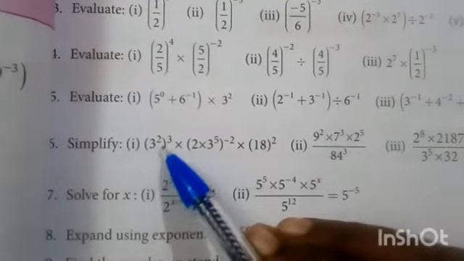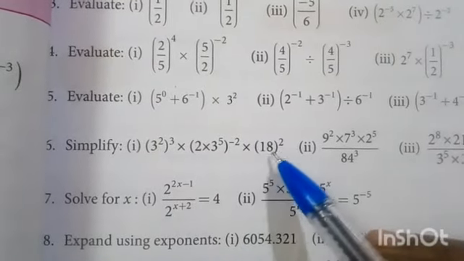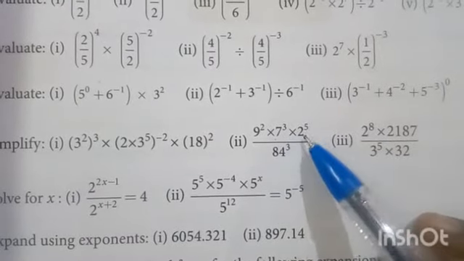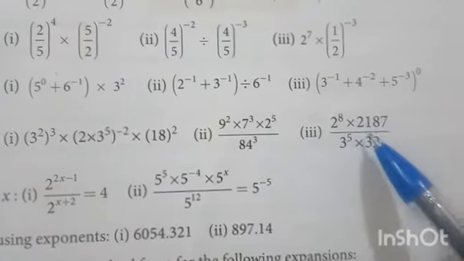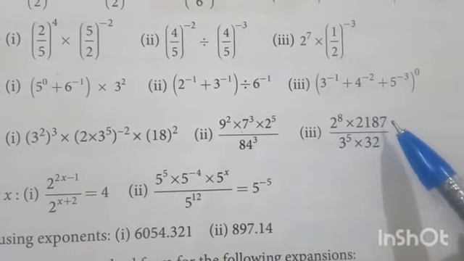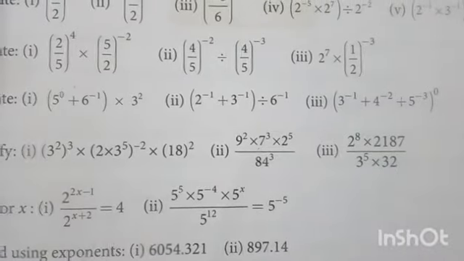Now, sixth problem: 3 square whole cube into 2 into 3 power 5 whole power minus 2 into 18 square. The second problem: 9 square into 7 cube into 2 power 5 by 84 cube. Third problem: 2 power 8 into 2187 by 3 power 5 into 32.